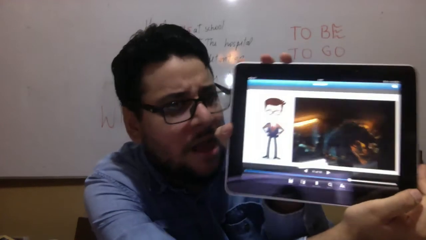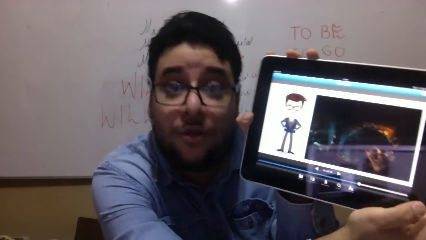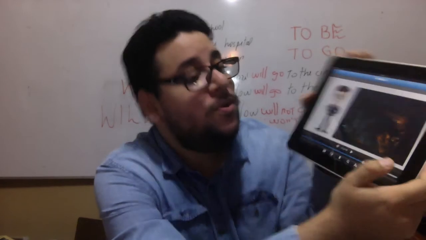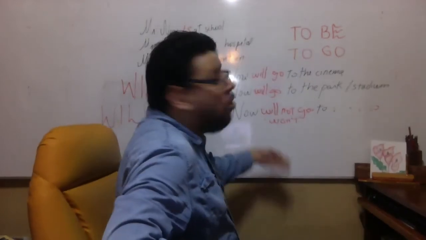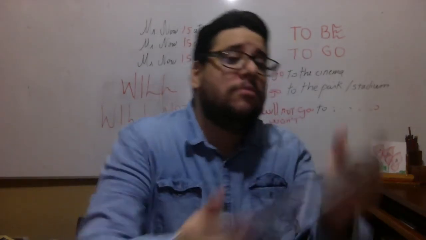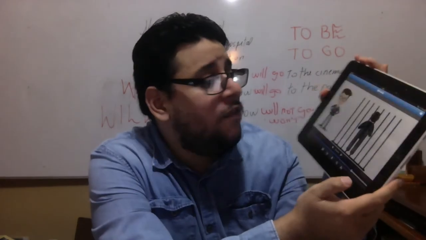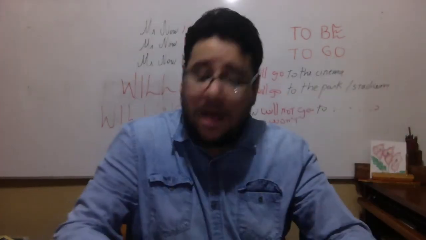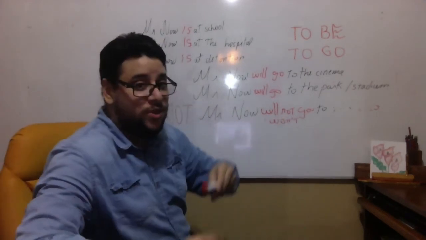Now, Mr. Now doesn't want to go here. What is this? It looks like a monster den, or a monster's cave. So, we use the same structure. Mr. Now will not go or won't go to the monster's den. Now, Mr. Now doesn't want to go to prison. I can't think of anyone that wants to go to prison. So, Mr. Now will not go to prison.